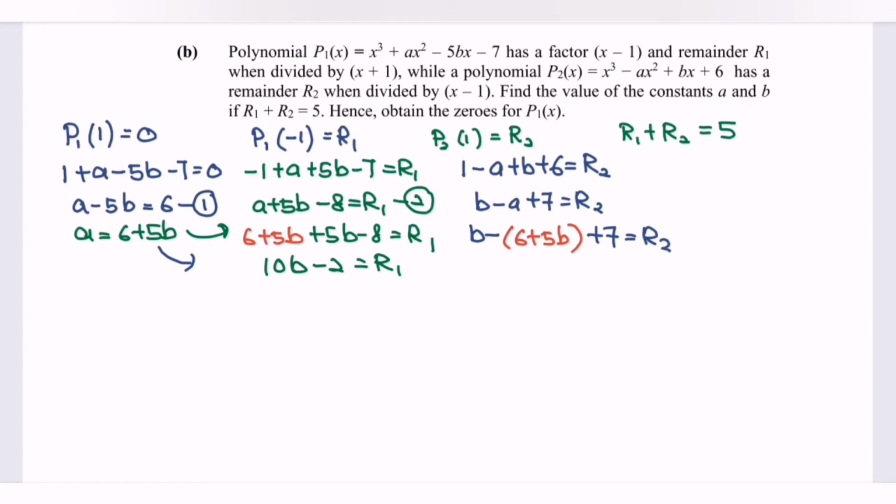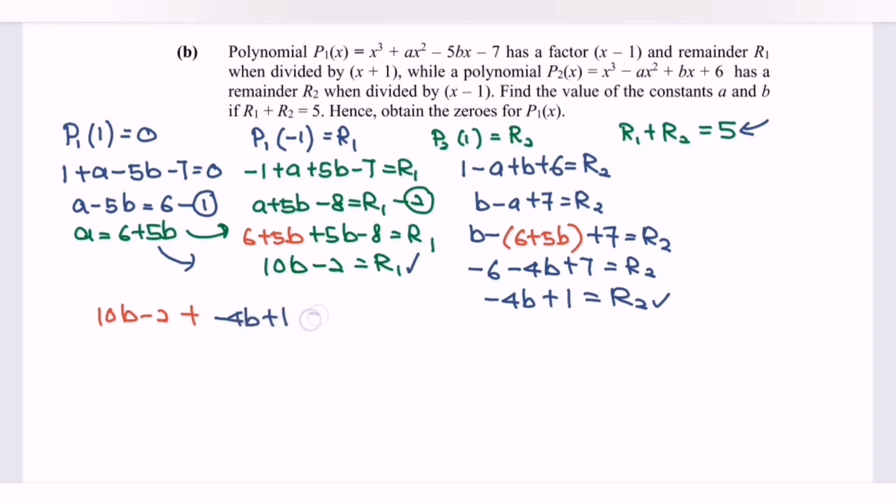r sub 2. So simplify, we have negative 6, then we have negative 4b plus 7 equals r sub 2. So finally, we have negative 4b plus 1 equals r sub 2. Kindly substitute these expressions into r sub 1 plus r sub 2 equals 5. So we will have r sub 1, which is 10b minus 2, plus r sub 2, negative 4b plus 1, equals 5.